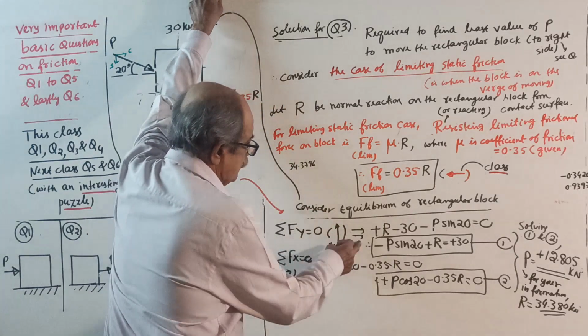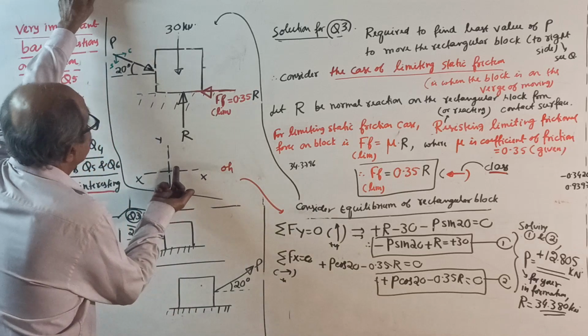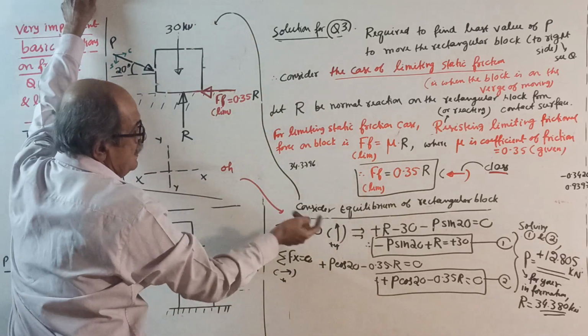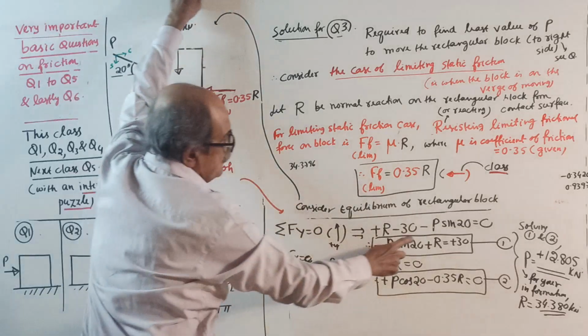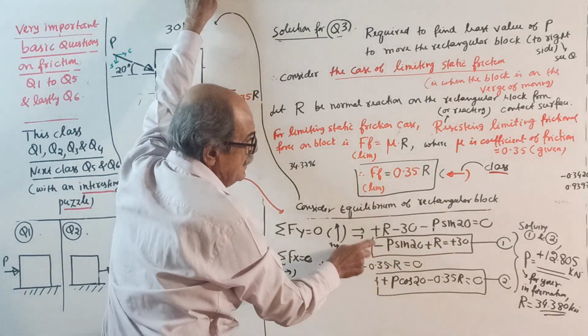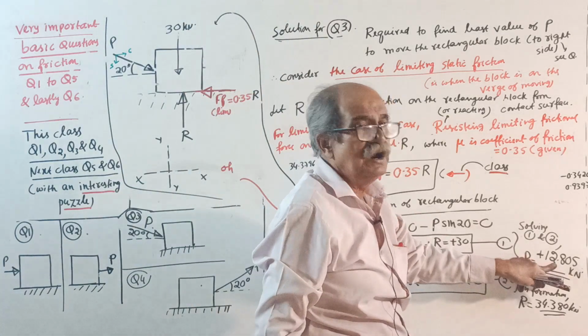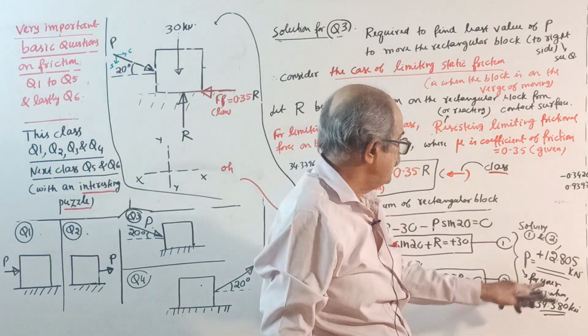See, sigma Fy = 0, I told you what? Plus R minus 30, last time that's all. Now minus P sin 20, over, both are explained. P we will get 12.805. Now, that is the answer.